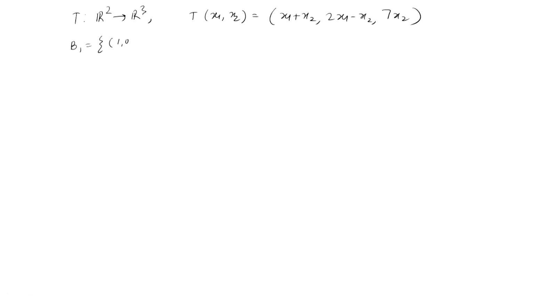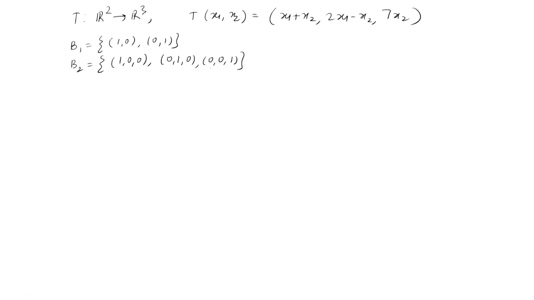The first problem is: let us consider T from R2 to R3, a simple example. T is given by T of (x1, x2) equal to (x1 plus x2, 2x1 minus x2, 7x2). The ordered basis B1 of R2 is (1, 0) and (0, 1), the standard basis, and the basis B2 of R3 is (1, 0, 0), (0, 1, 0), (0, 0, 1), the standard basis of R3.